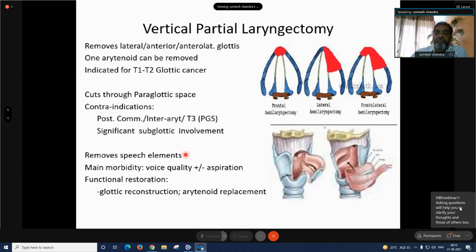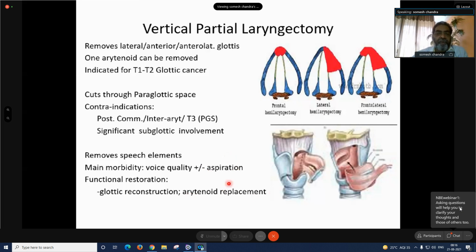Since this removes the speech elements, the main morbidity is voice quality. But because the sphincteric action also helps in preventing aspiration, there could be some aspiration initially, especially if one of the main mechanisms for preventing aspiration, that is the arytenoid, is also removed. So whenever an arytenoid is removed in a vertical partial laryngectomy, you must always try and reconstruct that. If you are doing an extended dissection, removing an arytenoid, these are patients who are going to land up with significant aspiration, so you must replace the arytenoid.